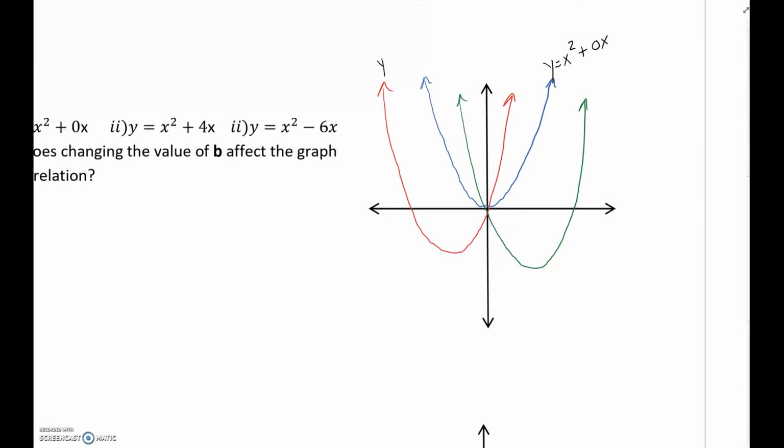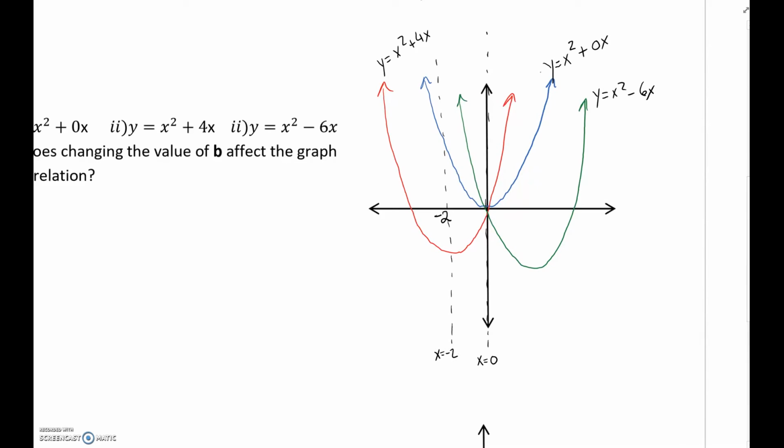Then here we've got y equals x squared plus 4x. And then this other one, y equals x squared minus 6x. And if you get a straight edge out, you can actually draw your axis of symmetry for each function. So for the red function here, y equals x squared plus 4x, your axis of symmetry is this vertical line, and it's going through negative 2. For our parent function, the axis of symmetry is at x equals 0.